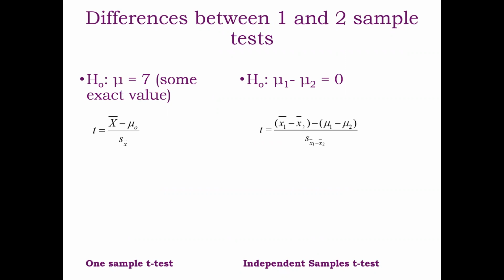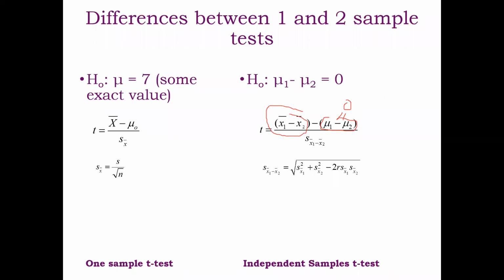Then we have how we calculate t. We've already gone through one sample test: the sample mean minus the hypothesized population mean divided by the standard error of the mean, right? For our 2 sample tests, we have the sample mean 1 minus sample mean 2 minus the null hypothesis means, right? So this is going to be 0 because the null is that this equals 0. So this is all we're going to have here, right?